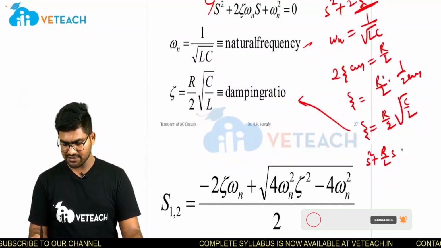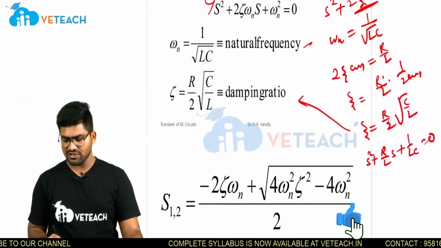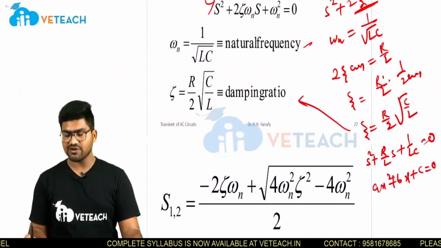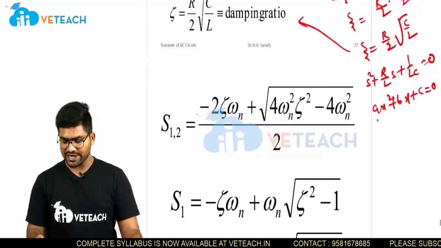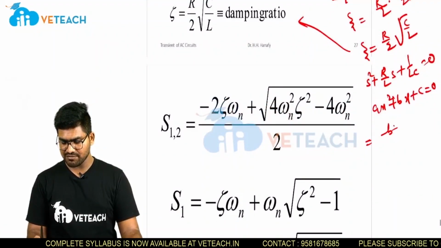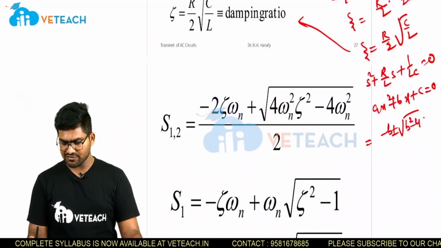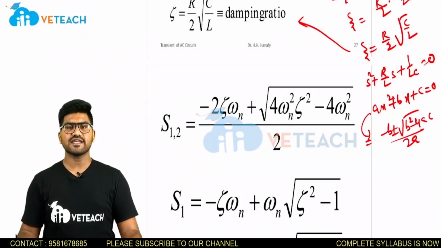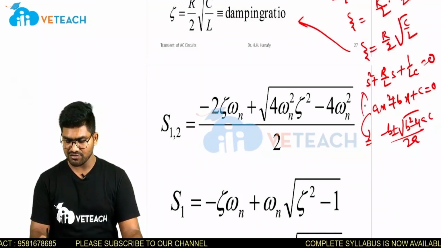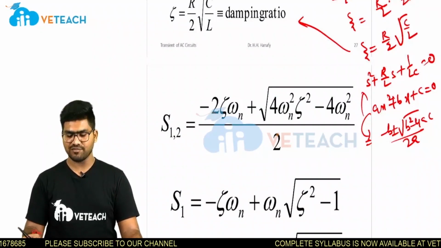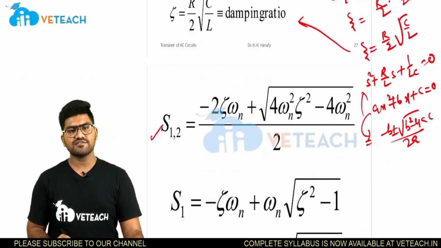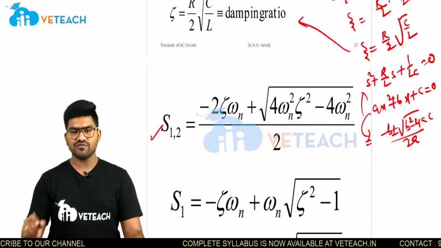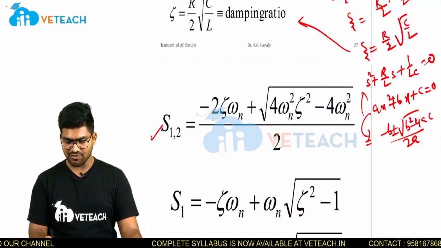Now from this equation, let us find the roots of s square plus R by L into s plus 1 by LC equal to 0. If I compare this with ax square plus bx plus c equal to 0, our standard second order equation, the roots are minus b plus or minus square root of b square minus 4ac by 2a, right? This is how we find the roots of a standard second order equation. Applying the same formula, I get s1 and s2 equal to minus 2 zeta omega n plus or minus square root of 4 zeta square omega n square minus 4 omega n square, by 2.